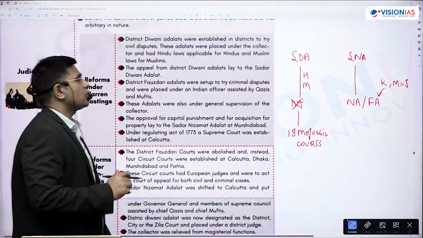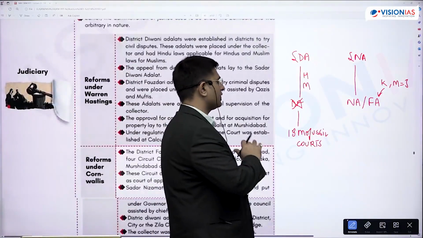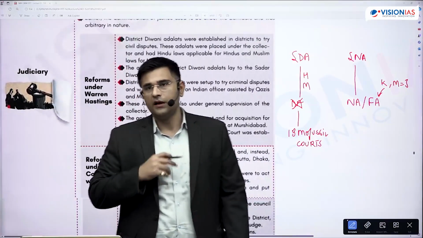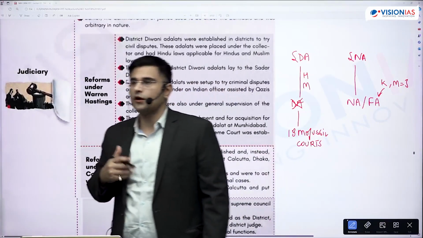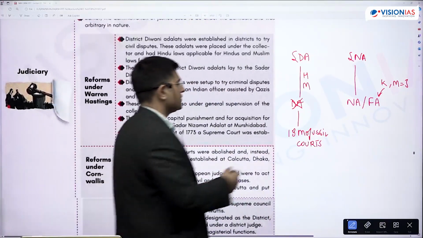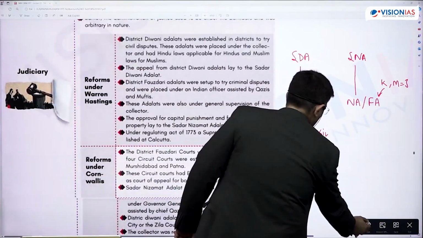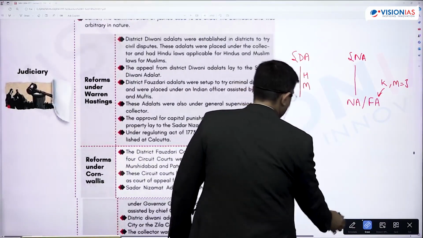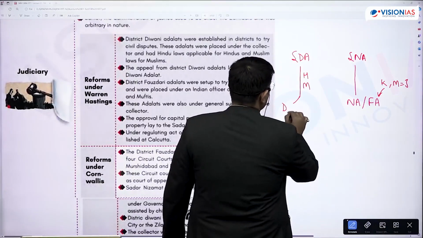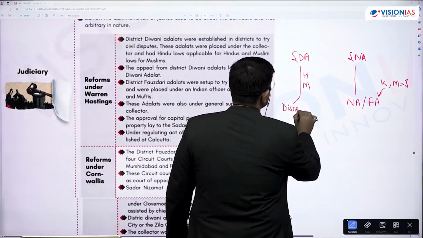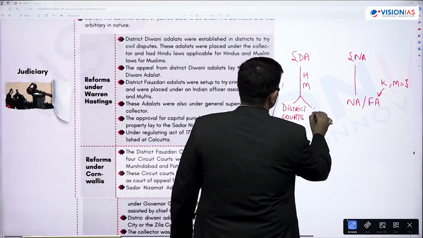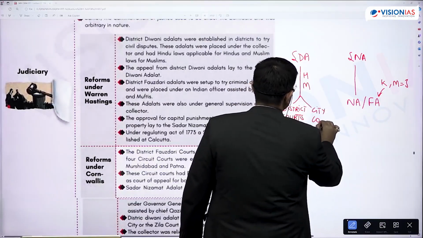Then once Cornwallis comes, Cornwallis does not want any Indians in senior positions, because the ideology of Cornwallis is that he is authoritarian. So first of all he ends these mofussil courts, and he again brings back district courts, you can call them Diwani Adalats also, and second he also brought city courts.